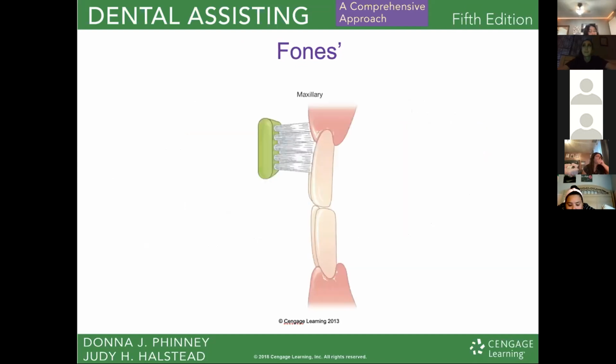The Fones brushing technique is an easy to learn first technique, and it's great for children. With closed teeth, we want to use circular strokes with a sweeping motion.